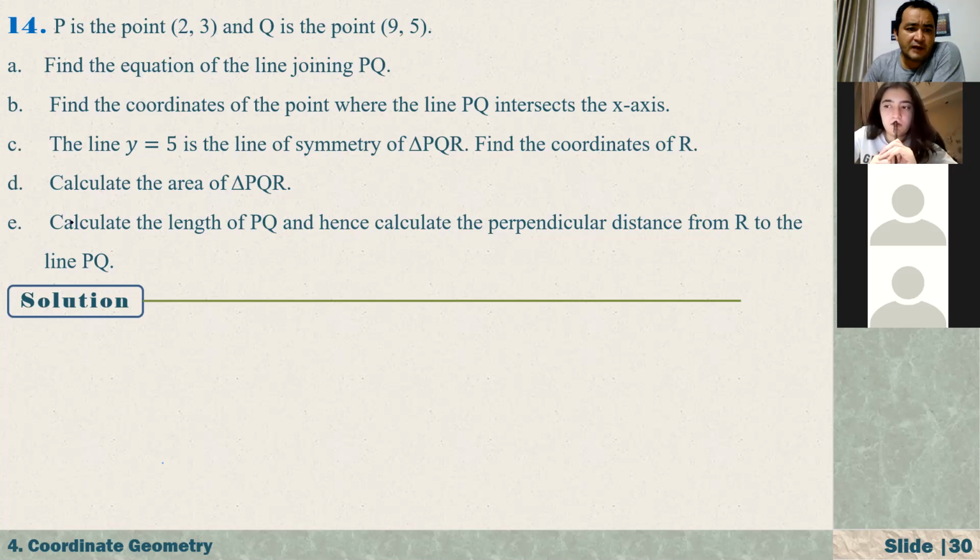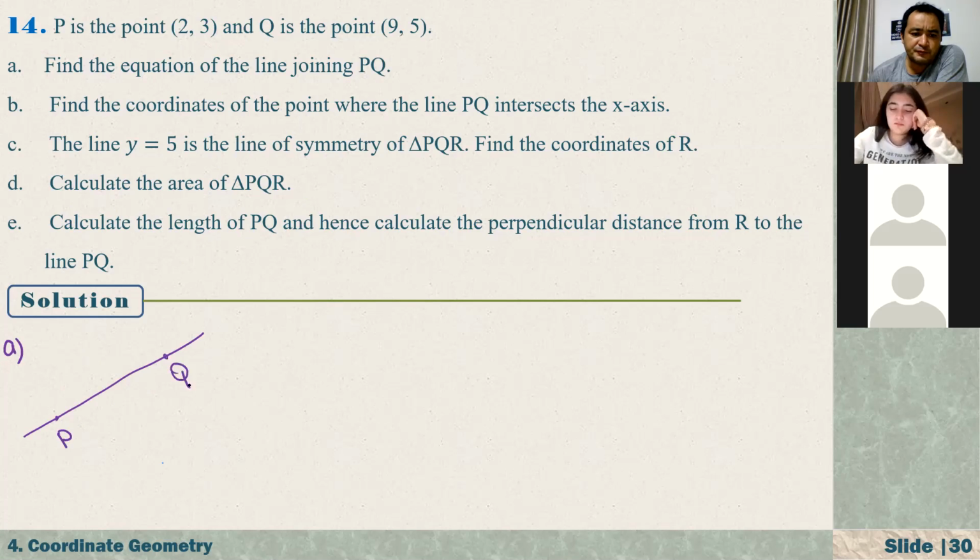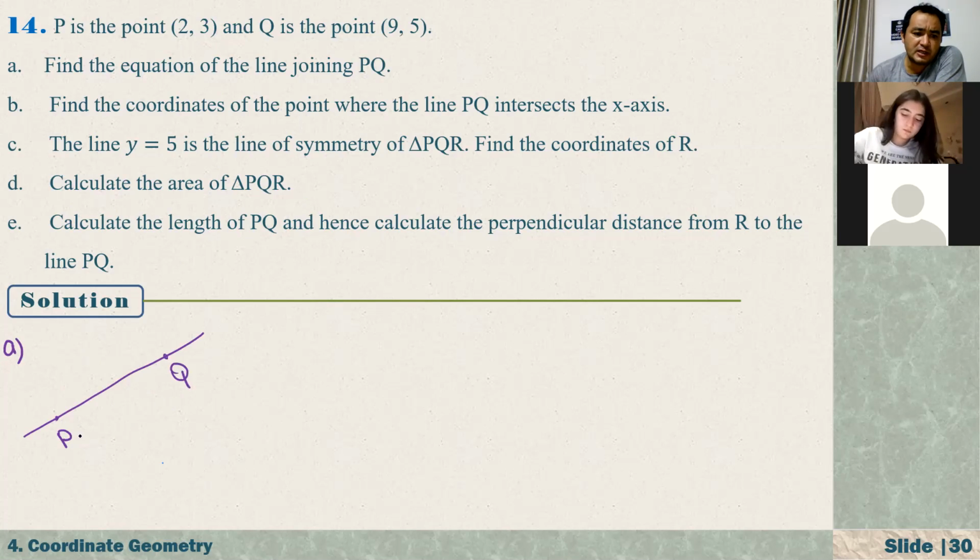So here we have 5 questions. It's all about these 2 points. Question A is asking that we need to write the equation of the line passing through these 2 points, right? Maybe I will draw this a bit later. Here we are talking about this line, and this is point P, and this is point Q. Also, the coordinates of these points are given. Coordinates of P are 2 and 3. Coordinates of Q are 9 and 5.